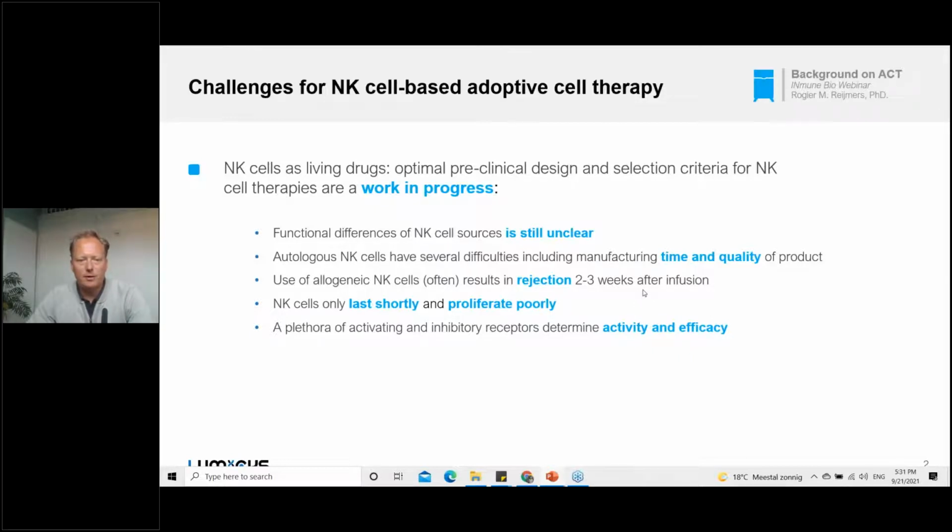And there's a plethora of activating and inhibitory receptors that determine activity and efficacy. And all these things combined can result in non-curative NK cell products that could fail clinical trials.